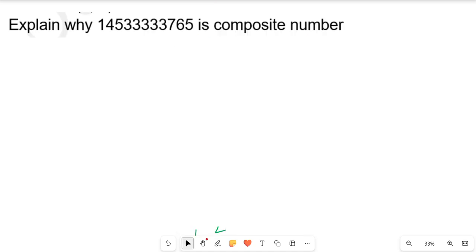From prime numbers and composite numbers, they may give you a number which you have to tell whether it is composite or not. So here, if you see, it ends with 5. So it has a factor 5, which is other than 1 and the number itself.